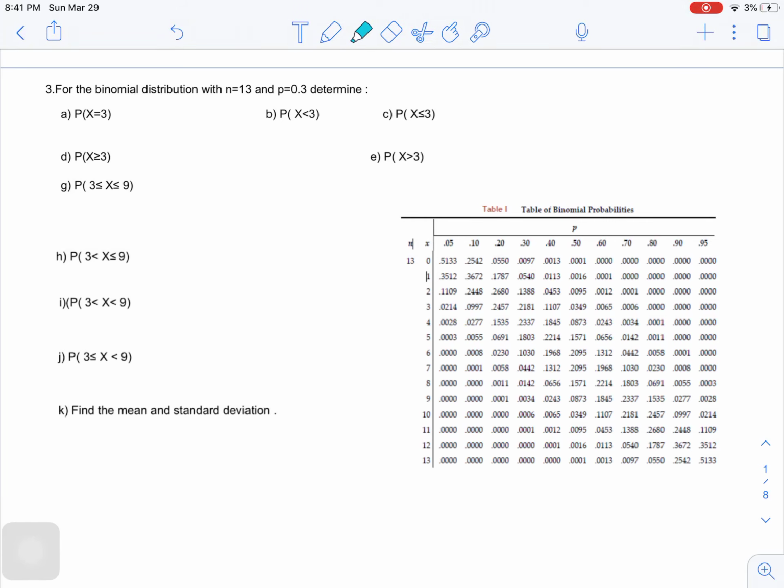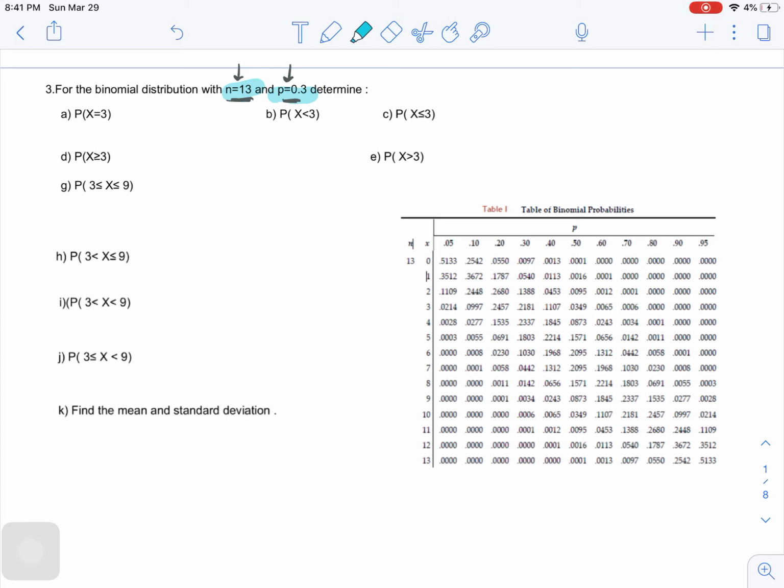In problem 3, we have a binomial distribution. Anytime we have a binomial distribution, we need to make sure that we have these two important values. These are what describe the distribution, give us the shape of it. They're important information that we need. So we need to know our sample size, n, and p, our probability of success. So we know that n is 13 and p equals 0.3.